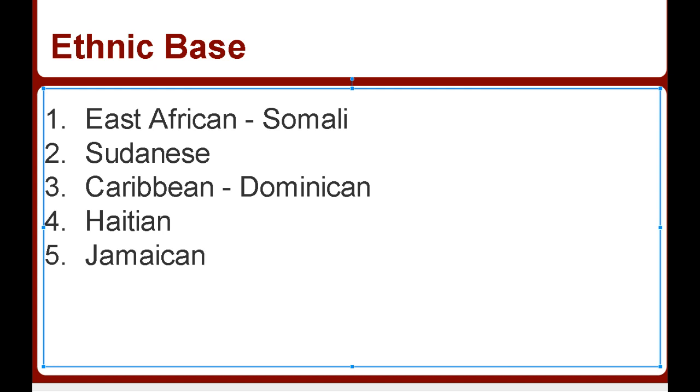So, what's the key here? I'm not quite sure. I mean, this has been going on for a long, long time.